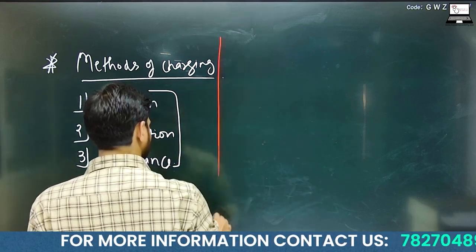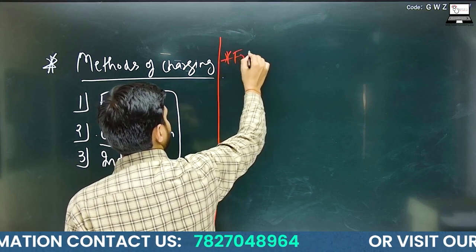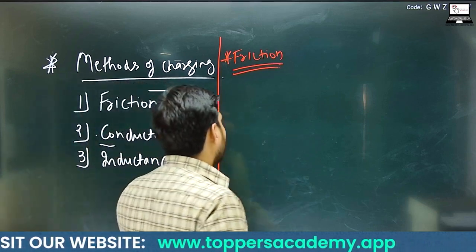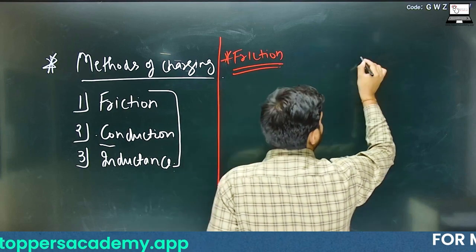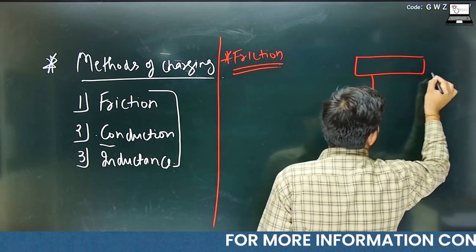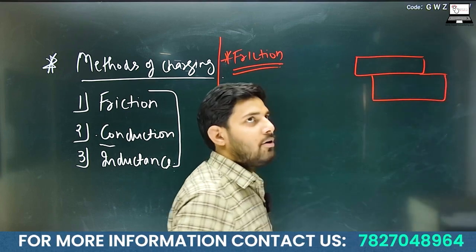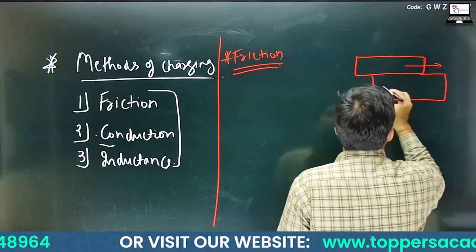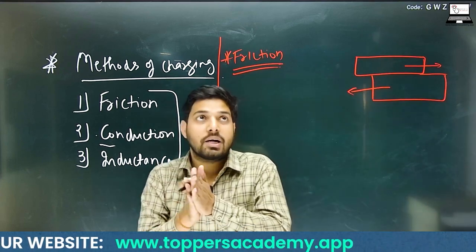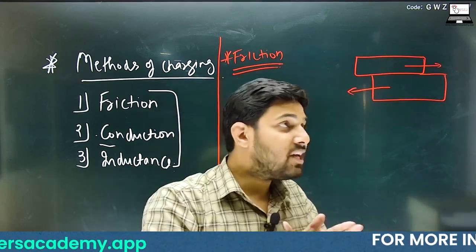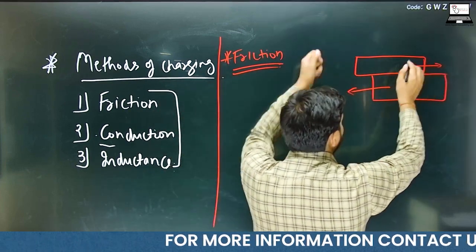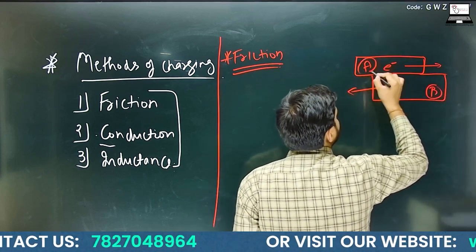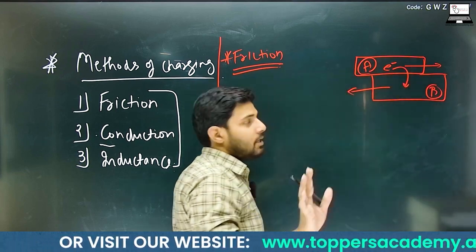Now let's talk about friction. The first method is friction. Friction means to rub two bodies with each other. By rubbing, one of block A's electrons can be transferred to block B. Is that clear?